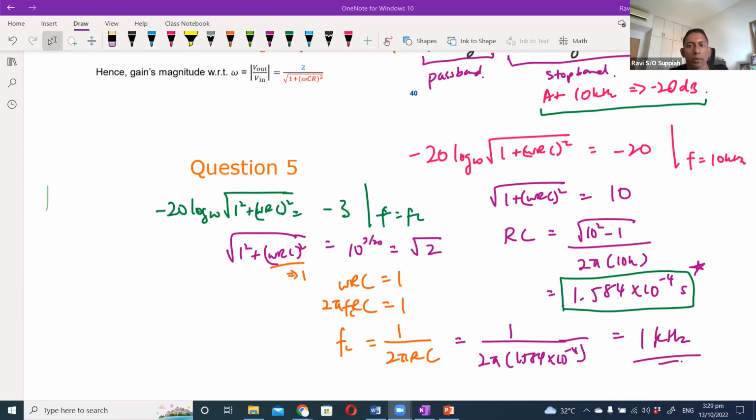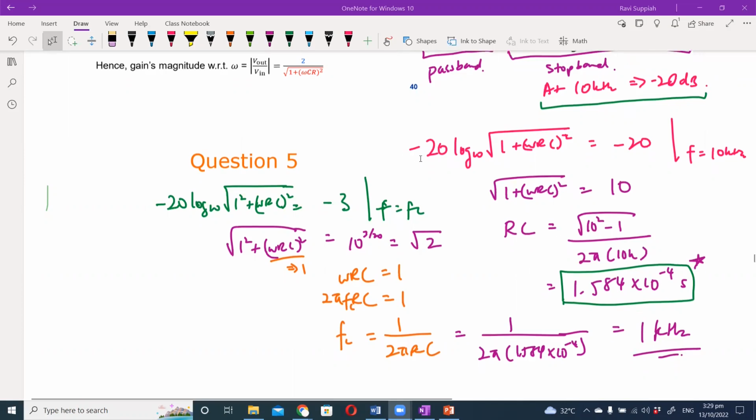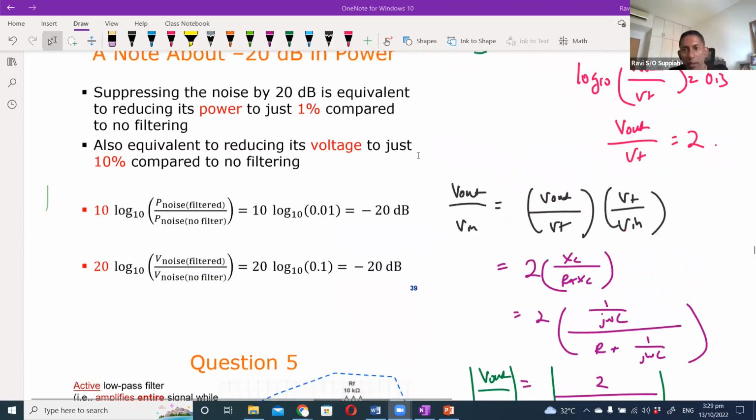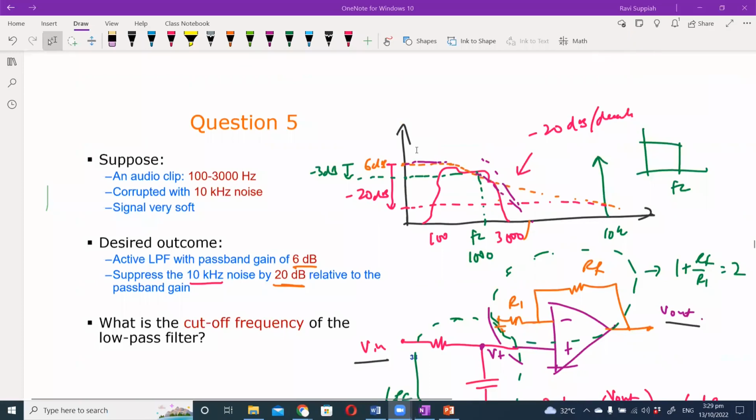Sorry, Bob. For this question, question 5, there is an input signal range of 100 to 3000 Hz, right? Do we have to use that in our design? We don't actually need to use that, right? Yeah, in this case, we are not using that to design the filter.